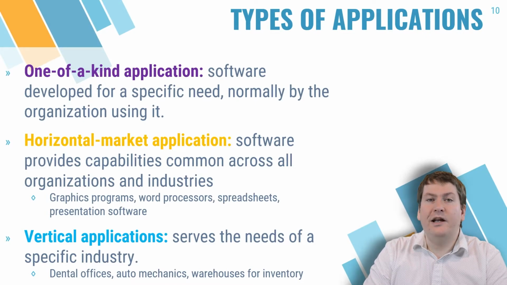Horizontal market applications provide capabilities that are common and desired across all organizations and individuals in an industry. For example, word processors, spreadsheets, and presentation software. Vertical applications serve the needs of a very specific or niche industry. This could be things like appointment scheduling software for doctors, learning management systems for educational use, or developmental tools for programmers.